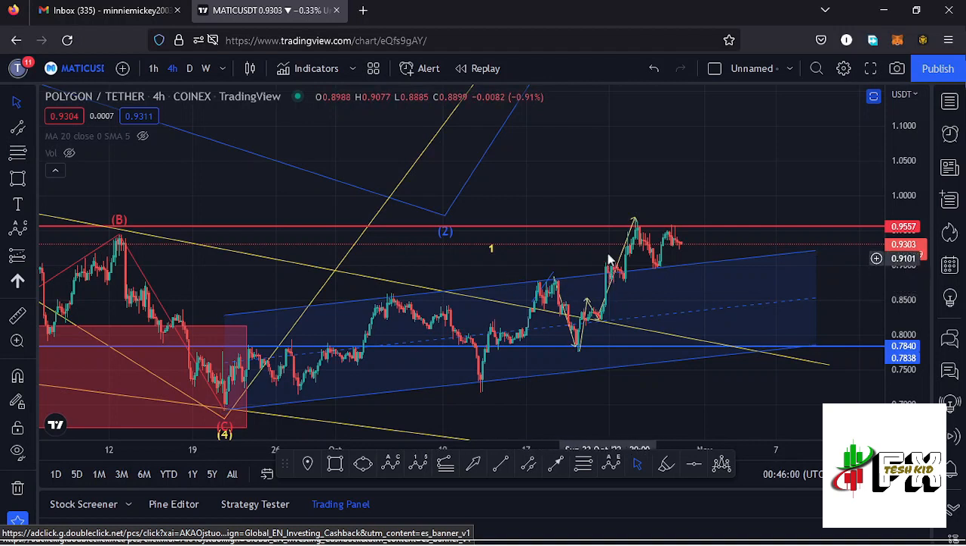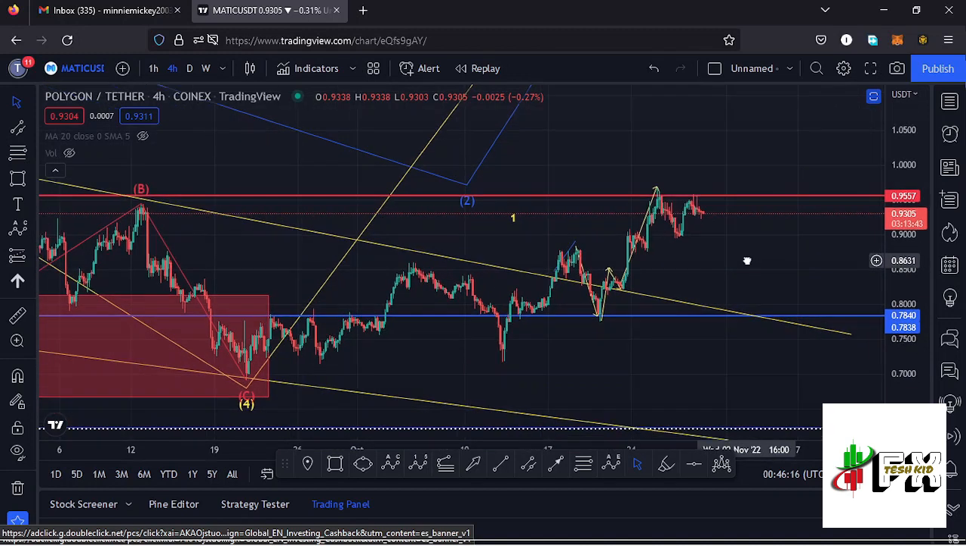We managed to break out of the channel to the upper side, had even a retest of the upper side, and we have continued pushing higher. But that key area of resistance at around the $0.95 mark is giving us resistance, and that's why we are not seeing a breakout to the upper side.